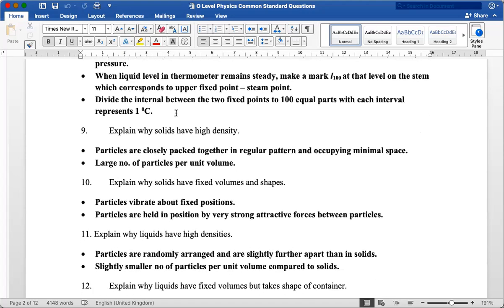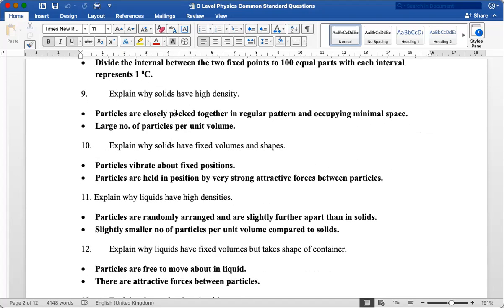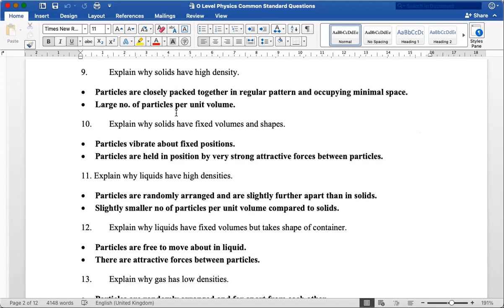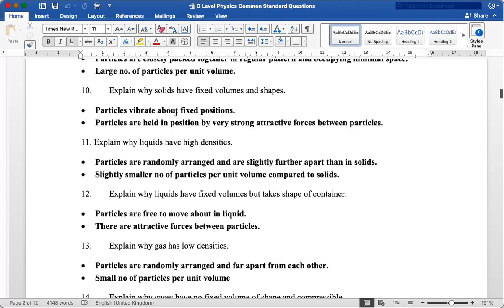Explain why solids have high density. Particles are closely packed together in regular pattern and occupying minimum space. Large number of particles per unit volume. Explain why solids have fixed volume and shape. Particles vibrate about fixed position. Particles are held in position by very strong attractive forces between the particles.